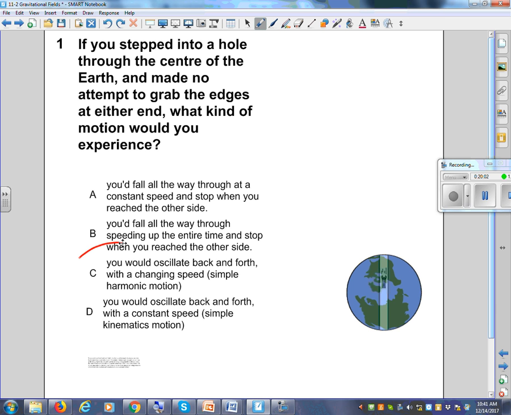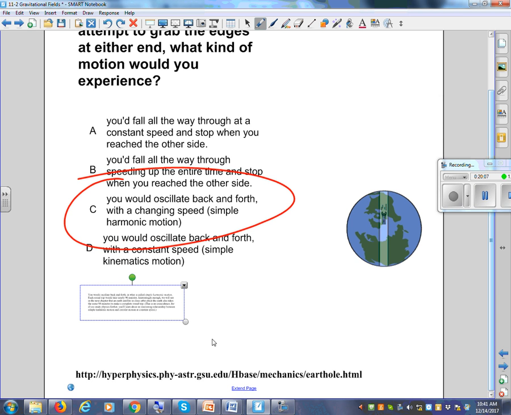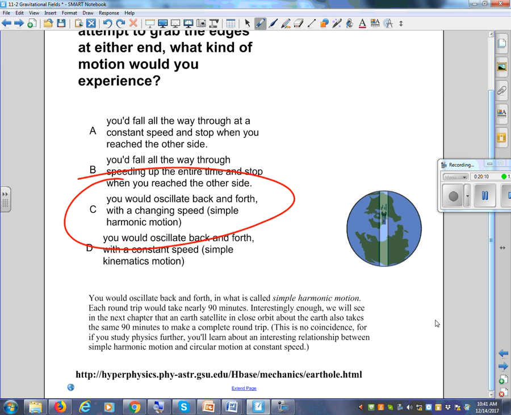It is C. It's a changing speed. It's called simple harmonic motion. Here's the fine print right here. You would oscillate back and forth in what is called simple harmonic motion. Each round trip would take nearly 90 minutes.